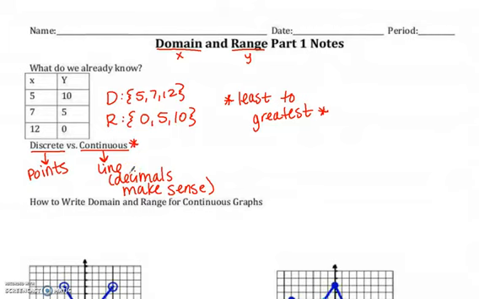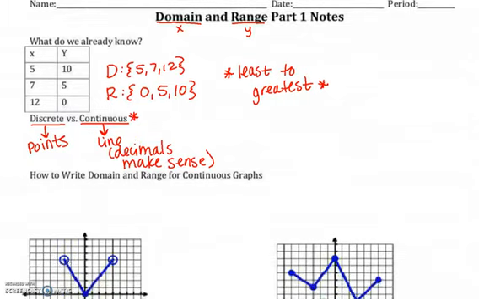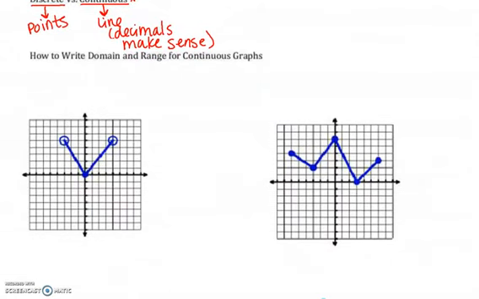So how do I write domain and range for continuous graphs? So let me back up here for a second. We have these graphs here. Okay, a bunch of different ones here. Now, if you look at the line, you might say, oh, well, there's a point here and a point up here. But actually, everywhere on this blue line is full of points. Every single decimal, every single everything on that blue line is a point that is on that graph. Okay? So, we're still going to write this from least to greatest, but it's going to look a little different.